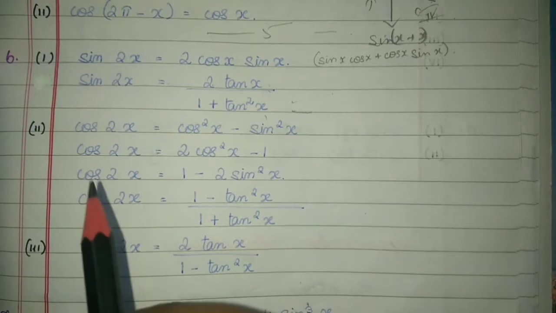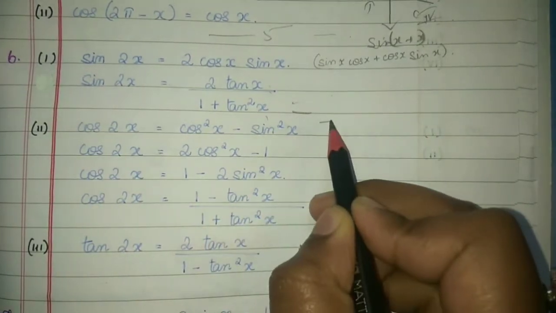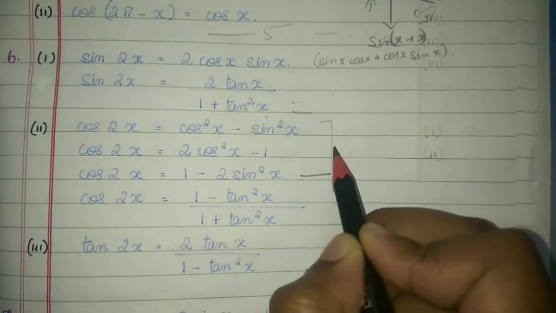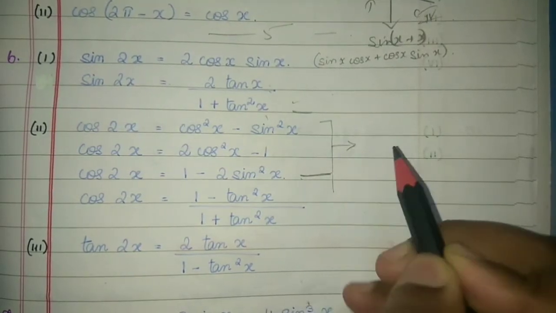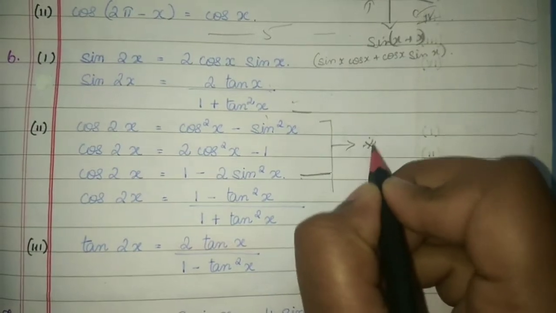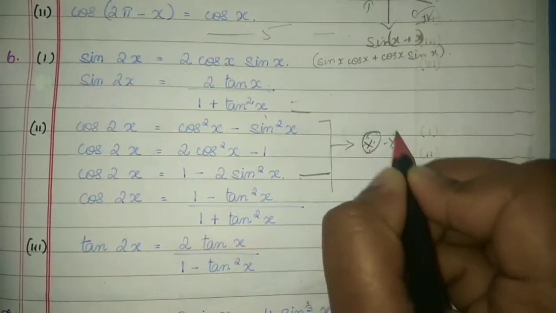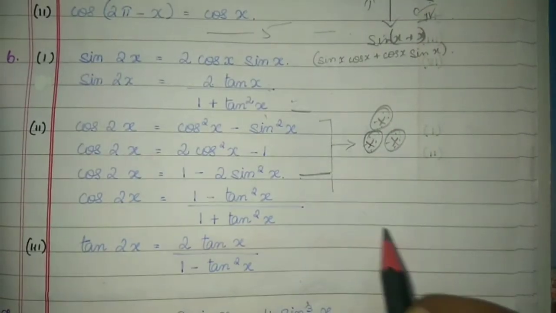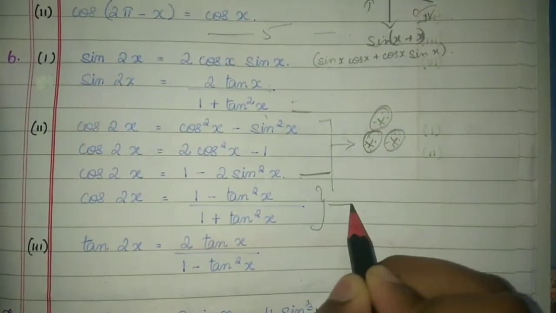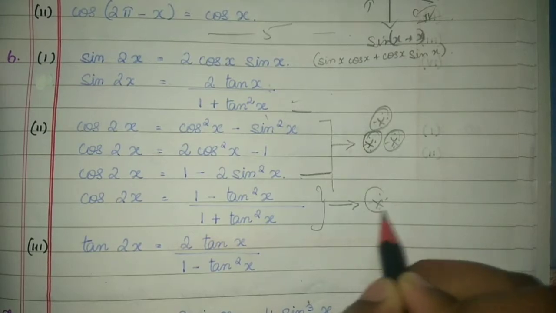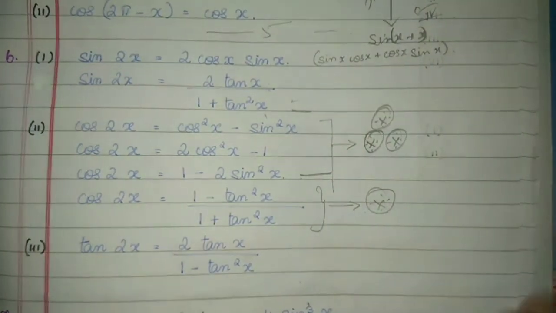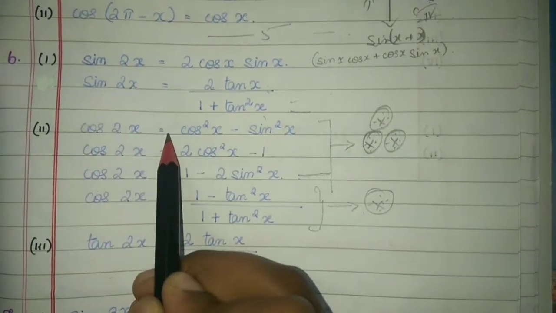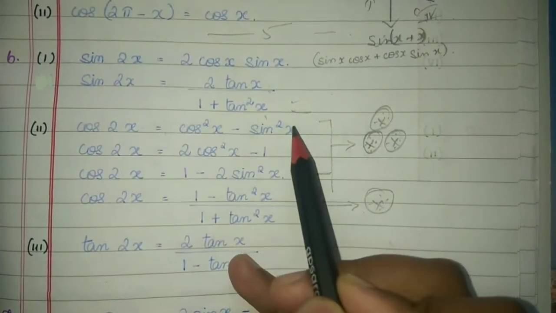Now let us move on to cos 2x. This is the most used one till here, even in higher studies. Mostly this formula is used, so this should be kept in mind, and this will be used for inverse. This also is important, but these three are very very important. So cos 2x is equal to cos square x minus sin square x.